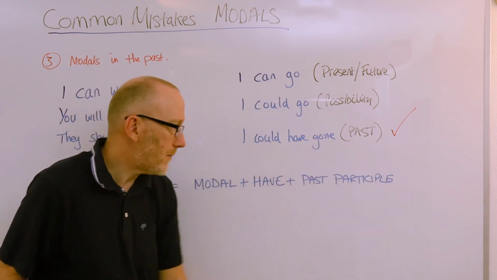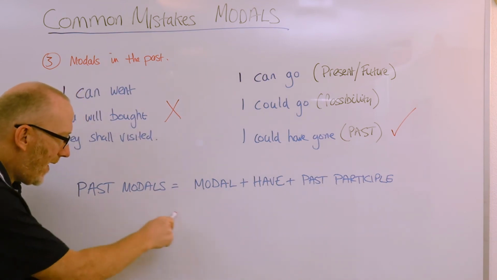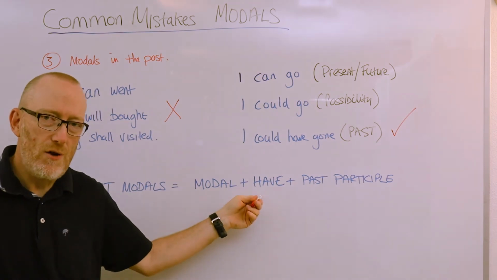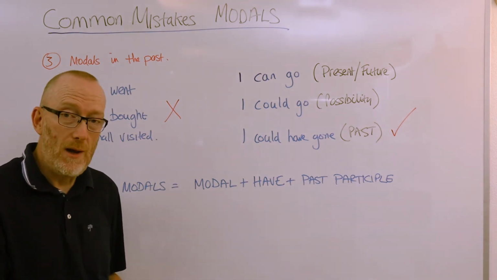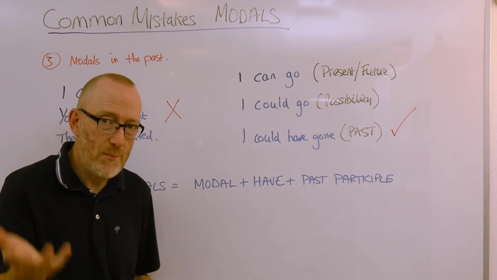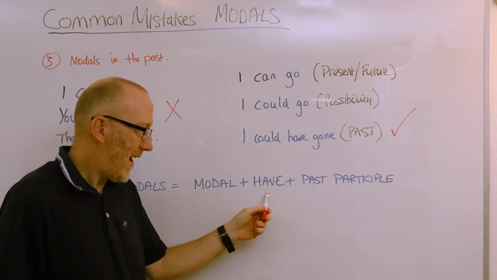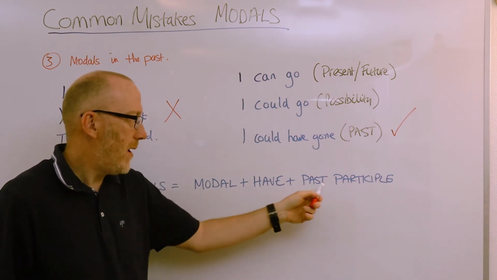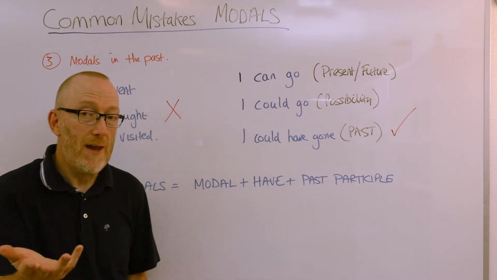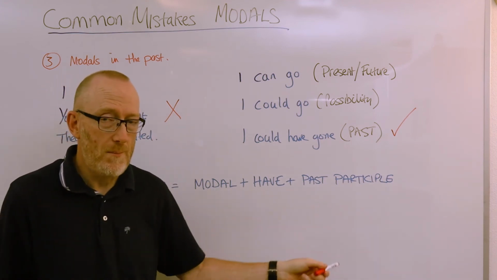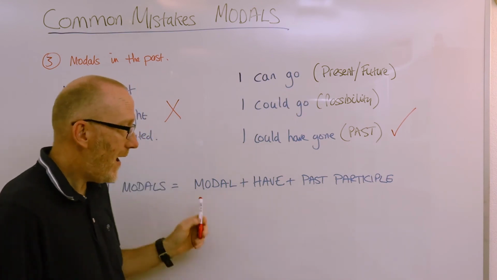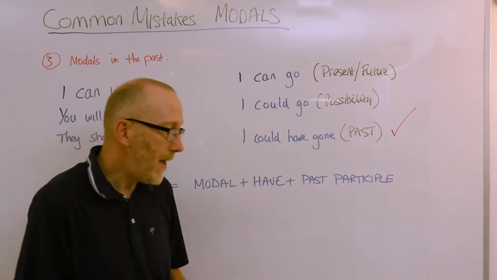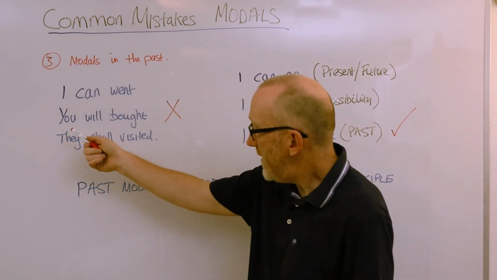This is the past. And to create the past, we use the modal verb plus an auxiliary verb, have, very similar to how you use your present perfect, okay, which is have plus a past participle. So modal plus have plus a past participle, or another way of thinking about it is a modal plus the present perfect. Okay, that is how you create the past form of your modal verbs. Yeah? So, let's have a look at another example.